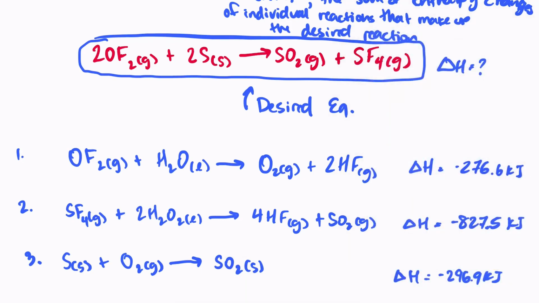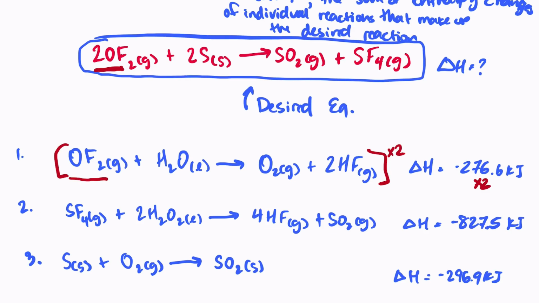We can start with the first equation. We have oxygen difluoride, and in our desired equation, we have oxygen difluoride on the reactant side, but we have 2 moles of it. So we're going to multiply this whole equation by 2 so that we have 2 moles of oxygen difluoride. When we do that, we'll also have to multiply the enthalpy change by 2. Our whole goal is to manipulate each of these equations in such a way that when we add them all together, they will equal our desired equation. That's why we had to multiply this by 2.